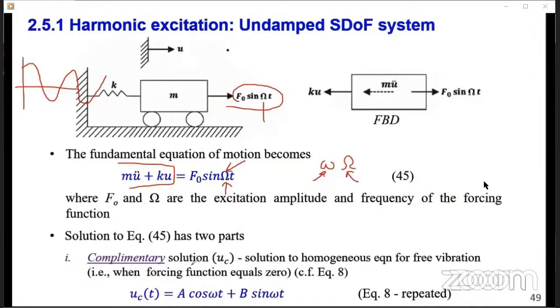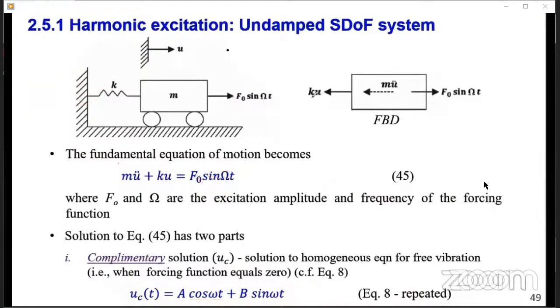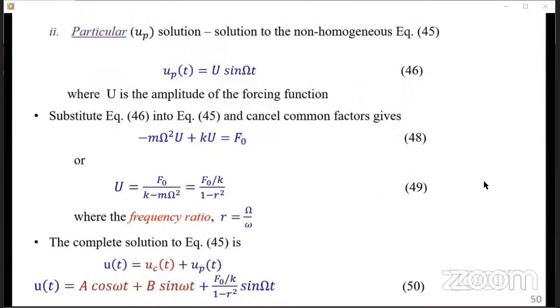You have the complementary solution. The complementary solution will be when our equation is homogeneous. If we assume this component to be equal to 0, then we are going to get the complementary solution, which we obtained, of course, for free and damped vibration. So this is the repetition of equation number 8. Again, when this forcing function is not equal to 0, then we are going to get what we call the particular solution, UP here. This is when the forcing function in equation 45 is not equal to 0.